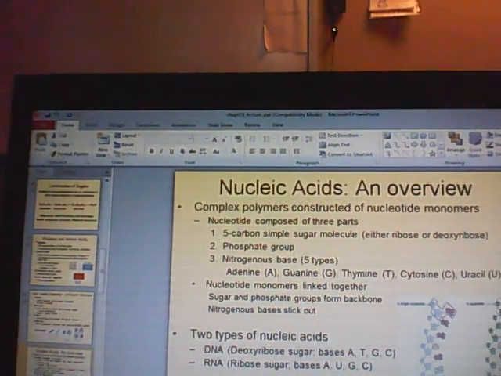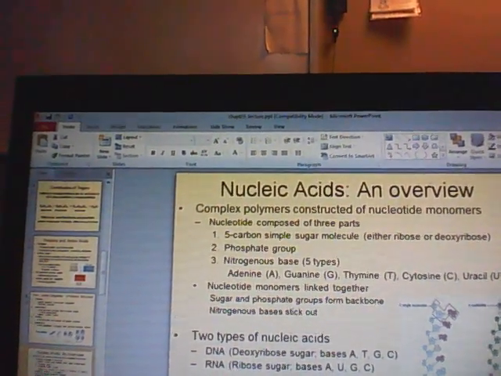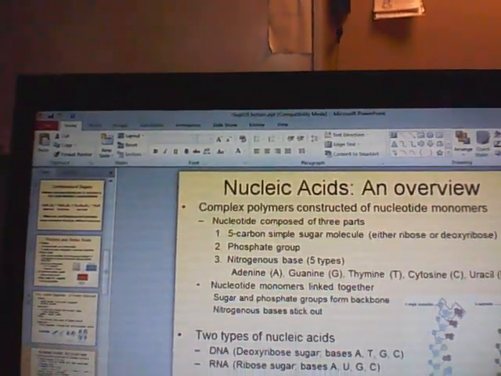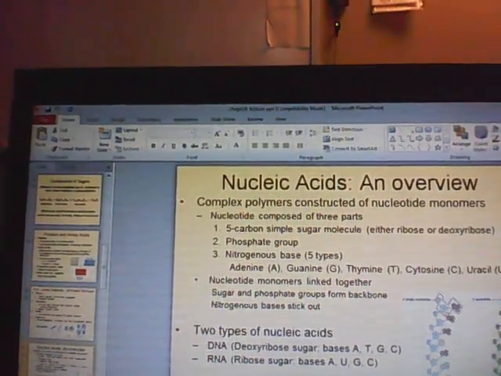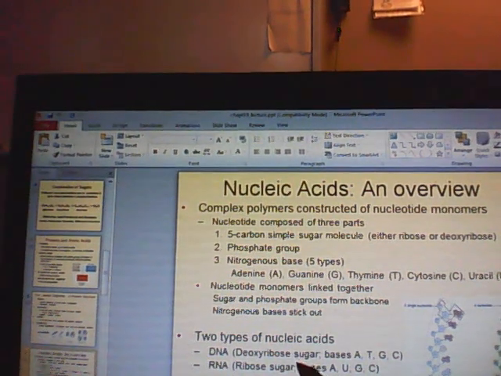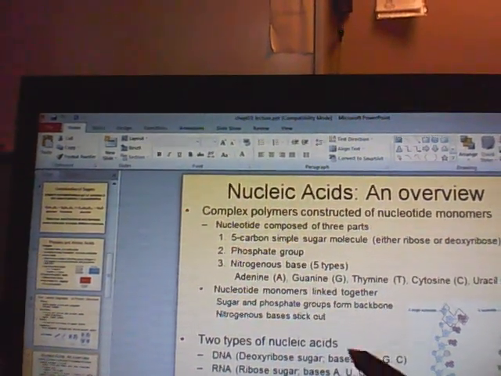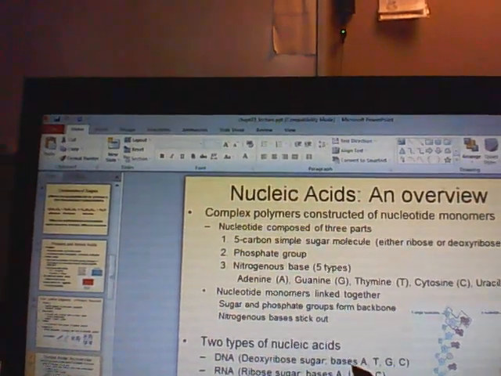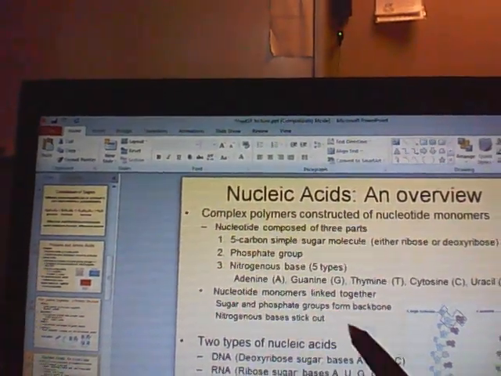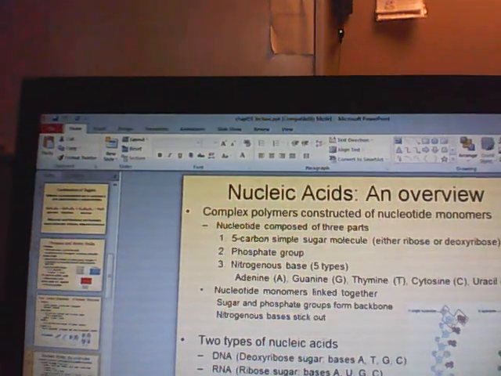The polymer for a nucleic acid, there are 2 of them. You have DNA, which you've heard of before, and you have RNA, which I hope you've heard of before. DNA stands for deoxyribonucleic acid. The sugar in DNA is deoxyribose. The bases are A, T, G, and C, meaning adenine, guanine, thymine, cytosine.